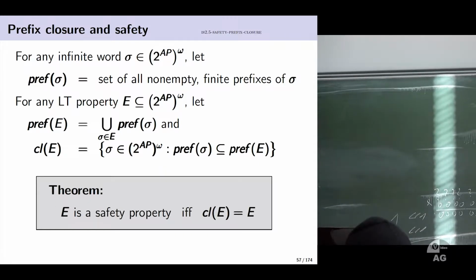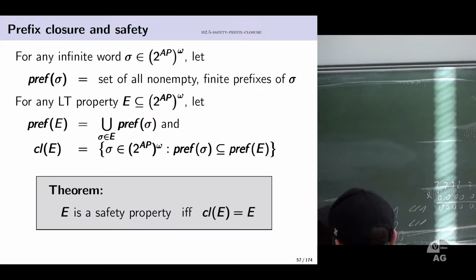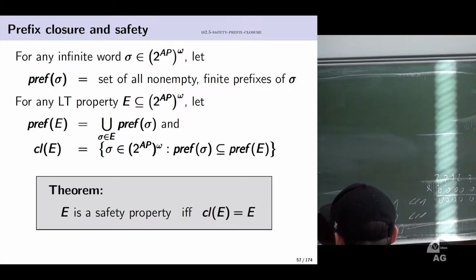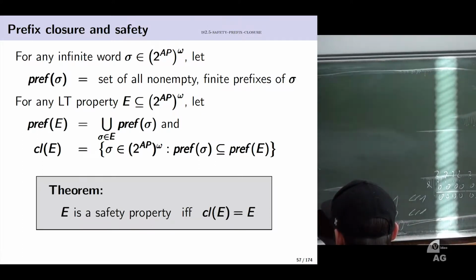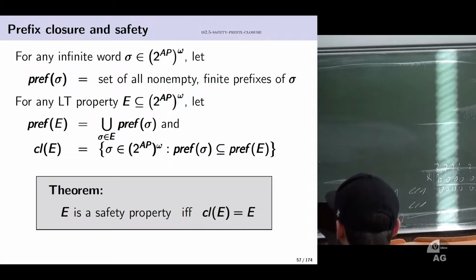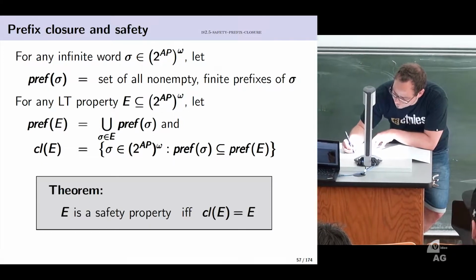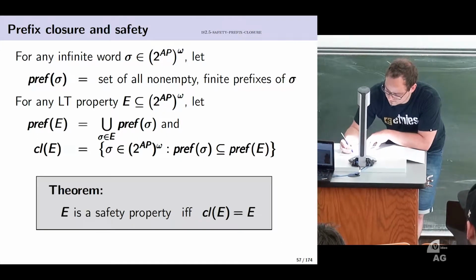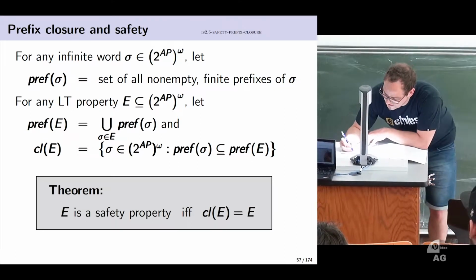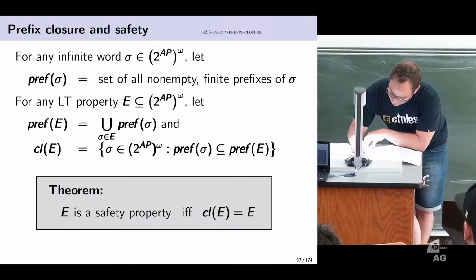Okay, so what's our statement? Our statement is: E is a safety property if and only if the closure of the property is the property itself. So the closure operator didn't add any new words. Let's look at the proof.